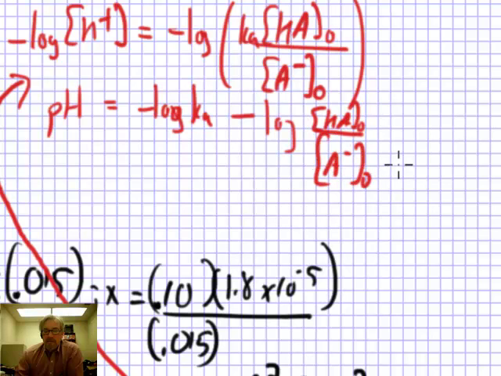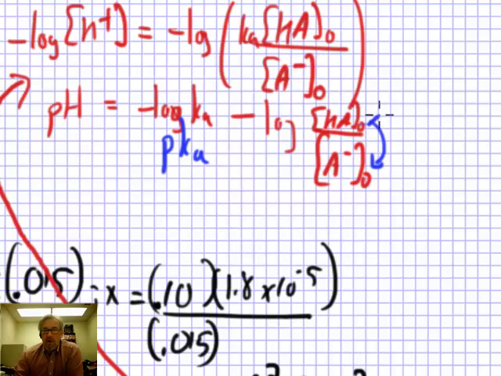So we're going to introduce a new concept here, and that is pKa. Minus the log of anything is the P of that thing in chemistry. So minus log Ka is what we call pKa. And then the other thing I'm going to do in my last step here is I'm going to make this a plus.